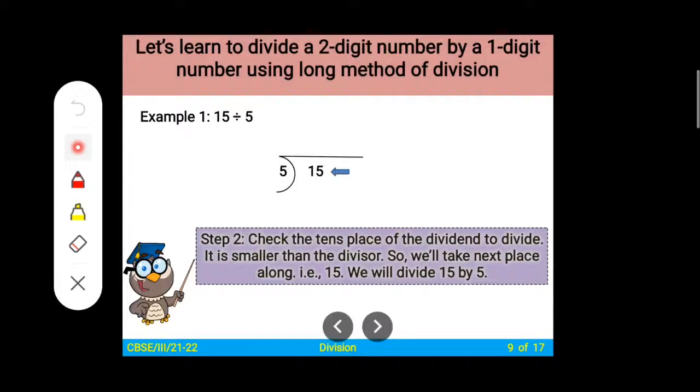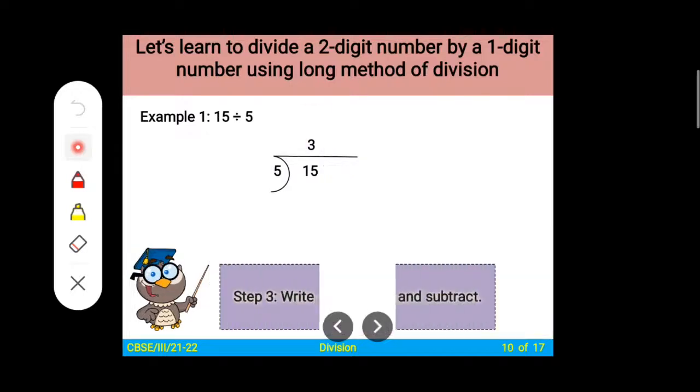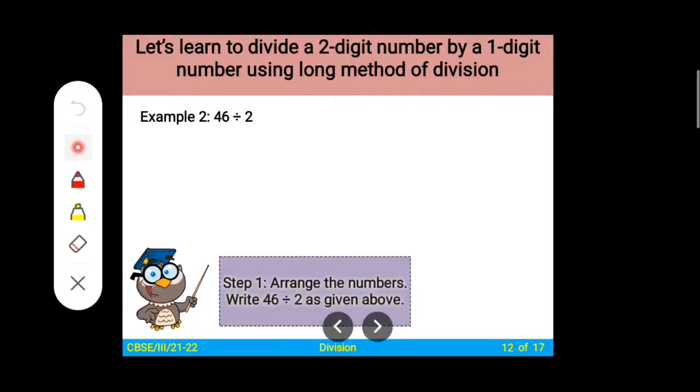So start the table of 5. 5 threes are 15. So 3 in the quotient, and 15 will be written below the 15 and subtracted. 15 minus 15 is 0. So what is the answer? Quotient equals 3. Now the second example, 46 divided by 2.